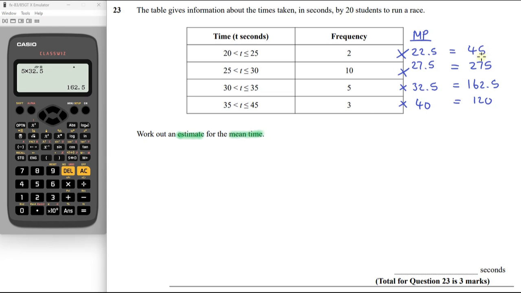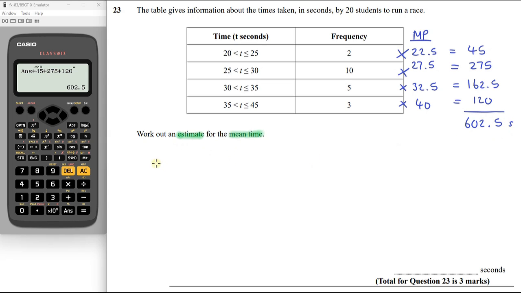So we know the total time for each interval. Let's work out the total time for everyone. We just need to add up all of these. So we've already got 162.5 plus 45 plus 275 plus 120. Oh, I think there's something wrong with this calculator. I keep typing in the wrong thing. Plus 120 and we get 602.5, and that is in seconds.